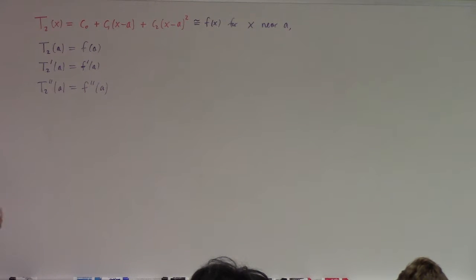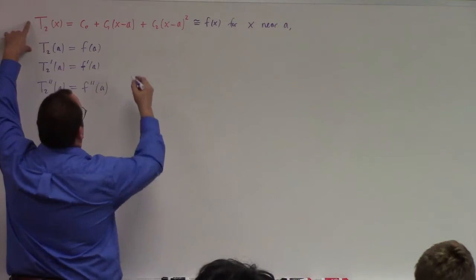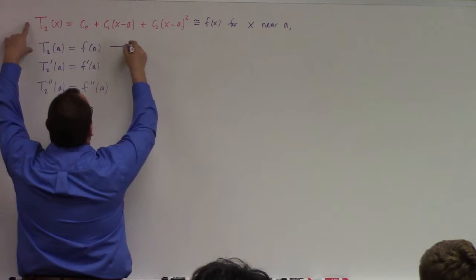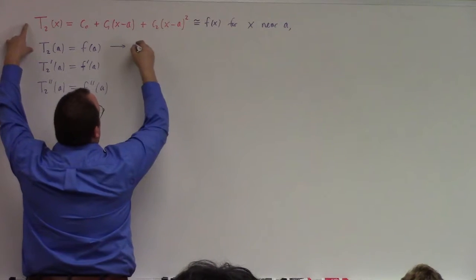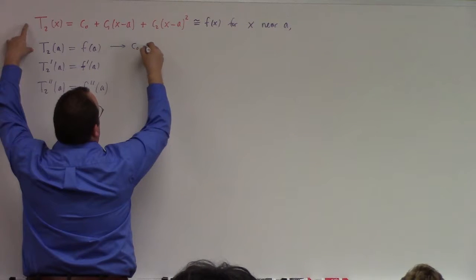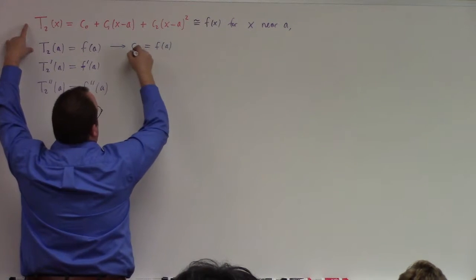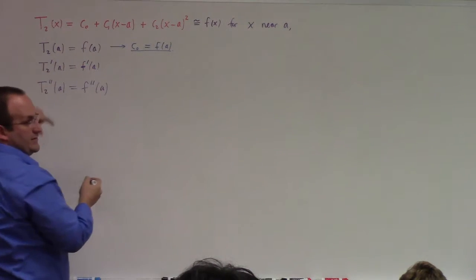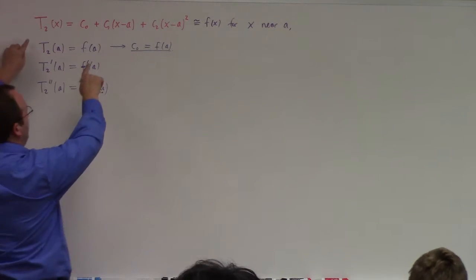What happens when you plug in a into this? We get 0, right? We get C0 equals what? f of a. Well, that wasn't too bad. We got C0. How about when you differentiate? What happens when you differentiate T2?